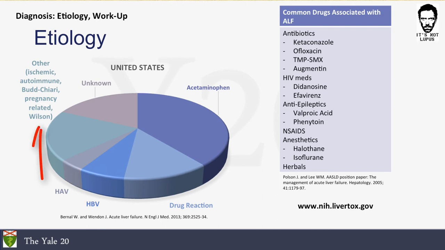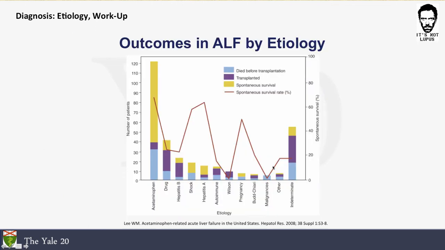Other causes of ALF are shock liver or ischemia, autoimmune hepatitis, Budd-Chiari syndrome, pregnancy-associated ALF, including HELLP syndrome, and Wilson disease. Mushroom poisoning is another cause of springtime ALF, especially on the West Coast. In many cases of ALF, no cause can be identified.